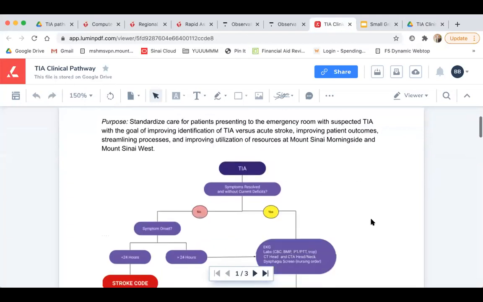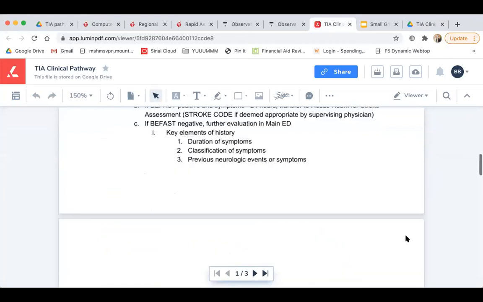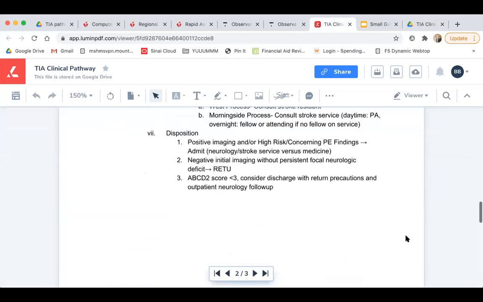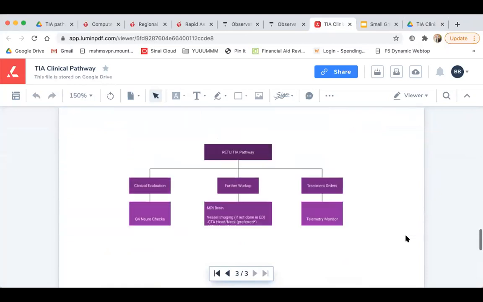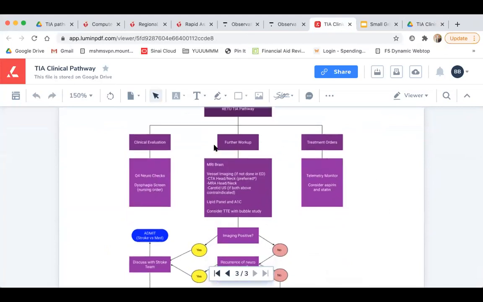From the emergency room standpoint, it's still being reviewed by an external person right now. But from the RE2 side, we can use ours, which is pretty much exactly what we discussed today: you're going to do the MR brain if it hasn't been done. If the vessel imaging wasn't done in the emergency room, then we're going to complete that. I developed this along with neurology.